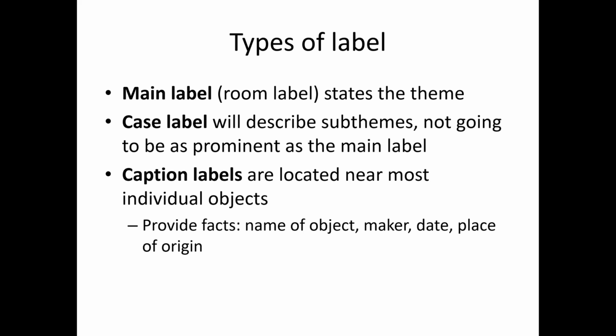We have 3 different types of label. The main label, also called the room label, states the theme. The case label will describe the sub-themes. It's not going to be as prominent as the main label though. And the caption labels are located near most individual objects. Caption labels will provide facts such as the name of the object, the maker, the date, and the place of origin. That's what I did the most translation of, was caption labels.